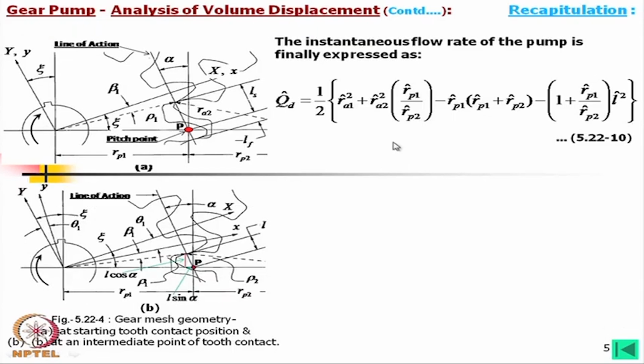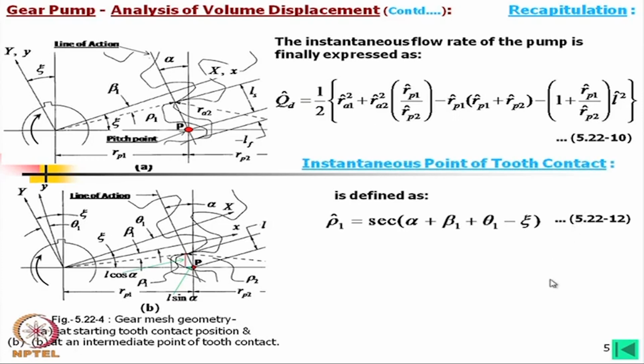Now, ultimately we can replace this rho 1 and rho 2, and the equation is expressed in terms of the length of contact, the instantaneous length of contact, which is the contact from the pitch point to the instantaneous contact. We have to consider this length. Okay. If we can calculate this length, then this will be expressed easily because other terms are constant.